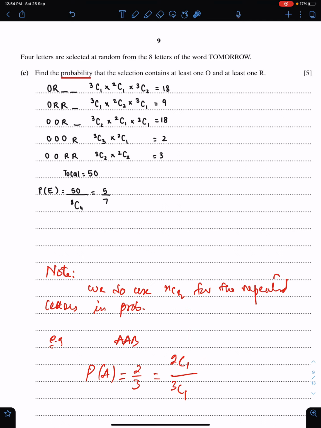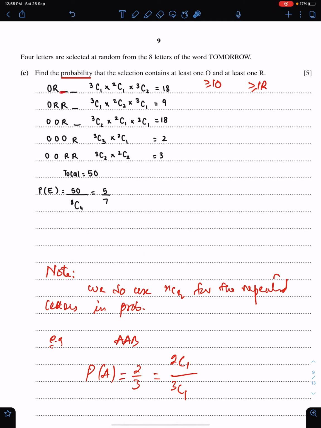Now coming back to this question, find the probability that the selection contains at least one O and at least one R. So we have to consider all possible ways of selecting 4 letters with this condition, at least one O and at least one R. So the first option is 1O and 1R. You have to mention the selection of 1O, which is 3C1. This is what I was explaining here. Must use C even for repeated letters in probability questions, because there are 3 O's and all these 3 O's have an equal chance of occurring. So that is why we mentioned 3C1 here, as we did 2C1 for 2 A's. So 3C1, then there are 2 R's, so 2C1.